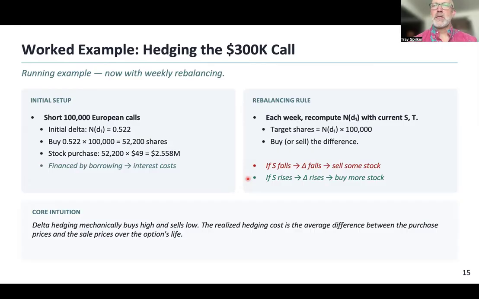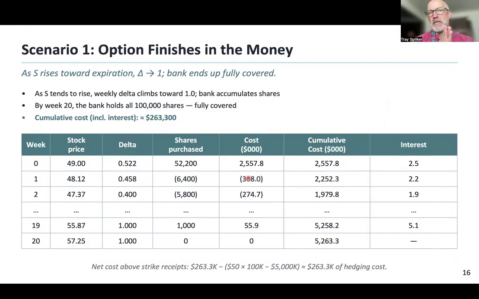Okay. So here's two scenarios from this hedge, right? Let's say it's scenario one, the option finishes in the money, which means the share price increases over the next 19, 20 weeks. And so when we set up the hedge to begin with, remember that it cost us a certain amount to set up this hedge. And it was $2.56 million, right? Roughly, because the delta at that time was 0.522, right? So that's the initial setup.